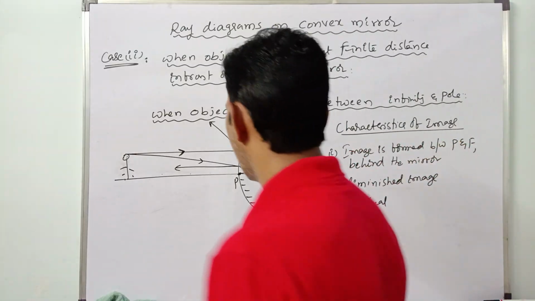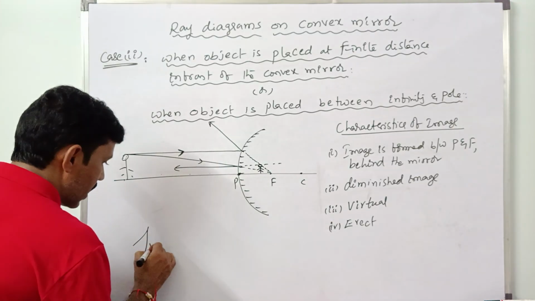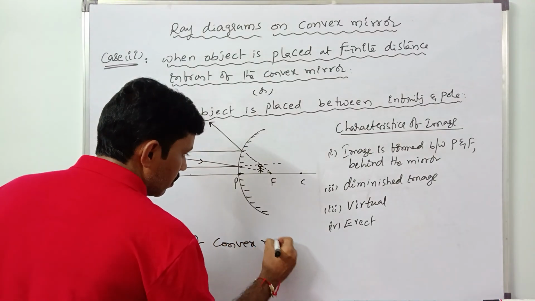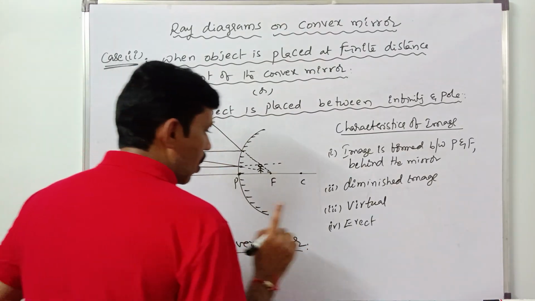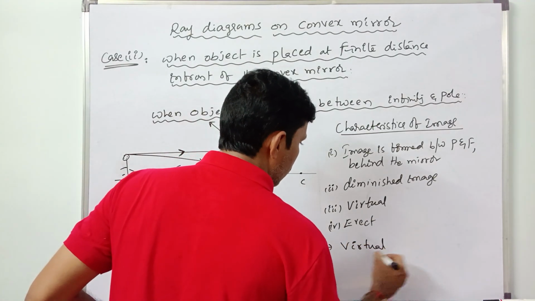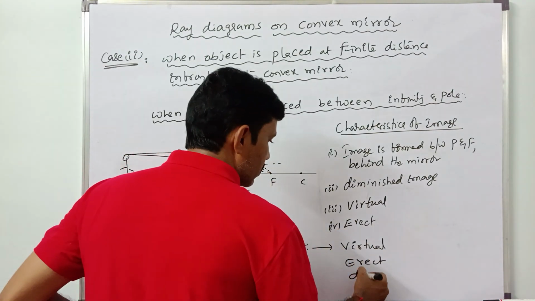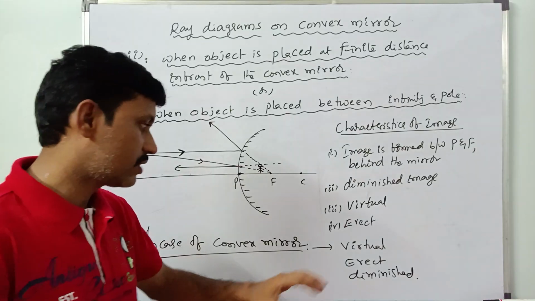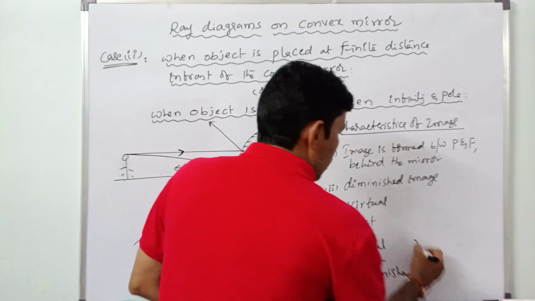So finally we conclude that, irrespective of the position of the object, in case of a convex mirror, it always forms virtual images, always forms erect images, and always forms diminished images, if you observe clearly. So understand what I say: a convex mirror always forms virtual, always erect, always diminished images.